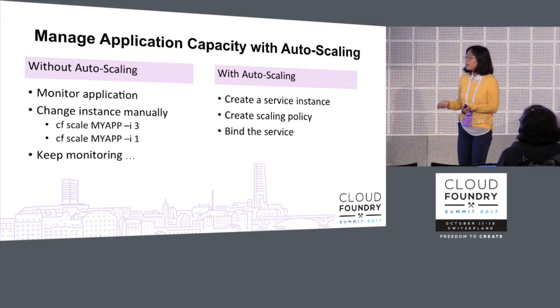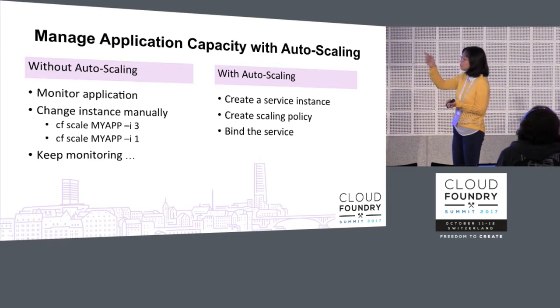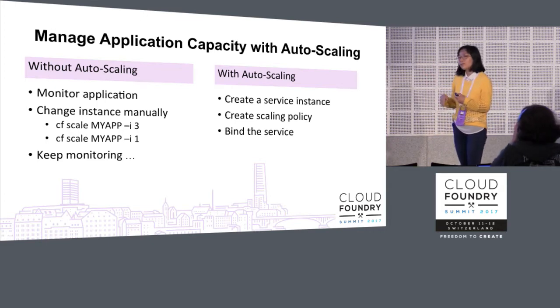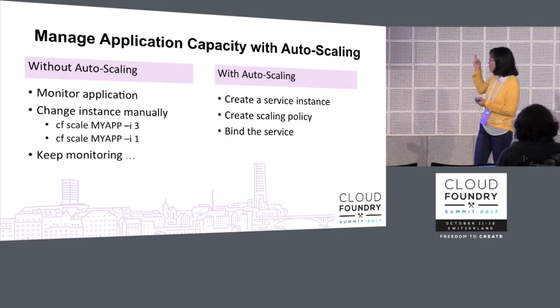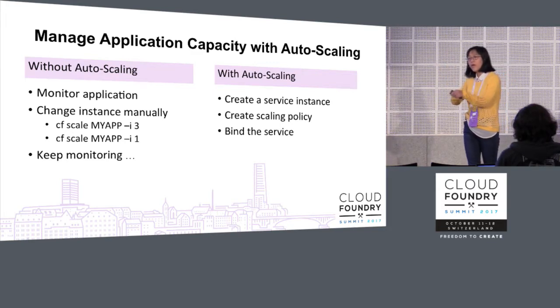Without auto-scaling, you need to do the monitoring yourself, maybe with some monitoring tools, and you need to set some alerts. Once the alert is triggered, you need to run the CF scale command manually, and then you need to keep monitoring. With auto-scaling, you just need to create a service instance, create a scaling policy, bind the service to your application, and attach the policy. Then auto-scaler will do everything for you.